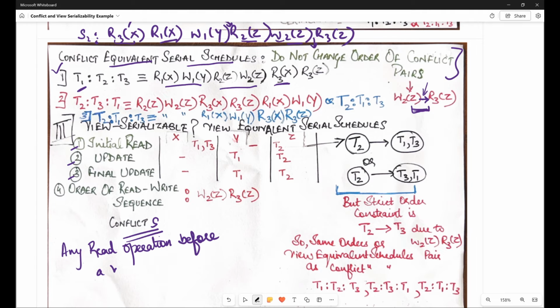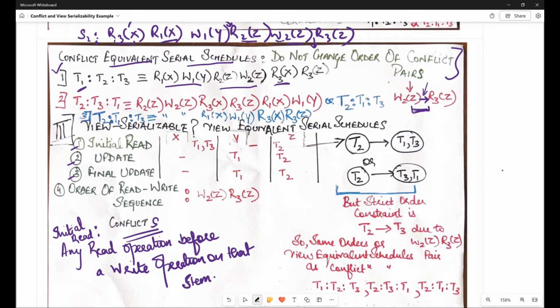before a write operation on that item is an initial read. This write operation can be performed by the same transaction or some other transaction, it does not matter. This is a very important definition. Many people are confused about initial read, so please make sure you have a clear understanding of what an initial read is. Now let's identify the initial reads for this schedule.